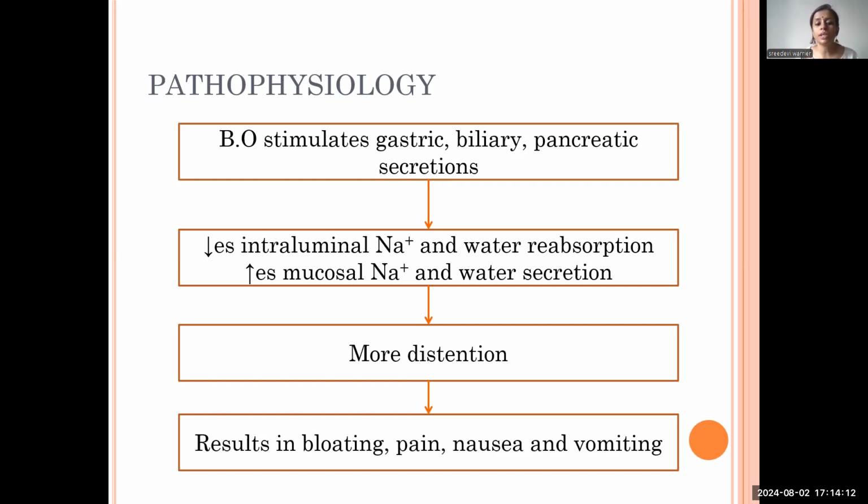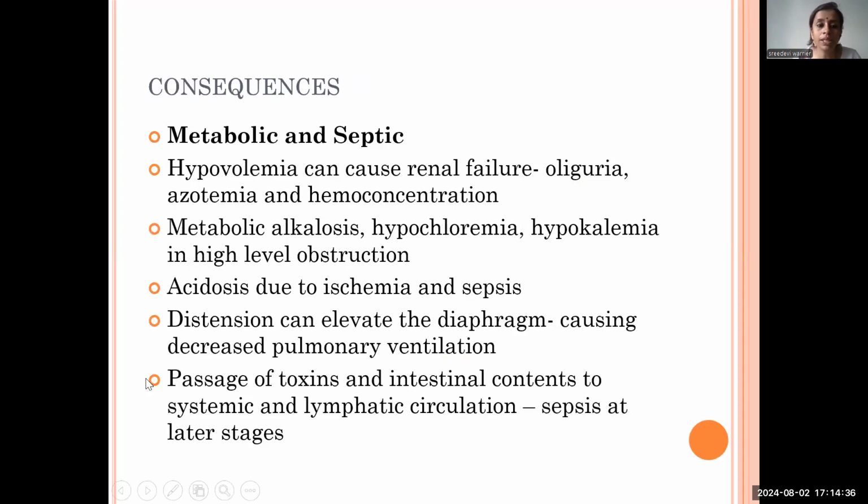Whenever there is more distension, the patient will come and tell you, I have bloating, I have pain, I have nausea and vomiting. So it is kind of like a cycle. The more the secretions, the more will be the distension, the more will be obstruction. And whenever there is obstruction, there will be more secretion. So it just happens like a cycle. That is how the pathophysiology progresses to a complicated obstruction.